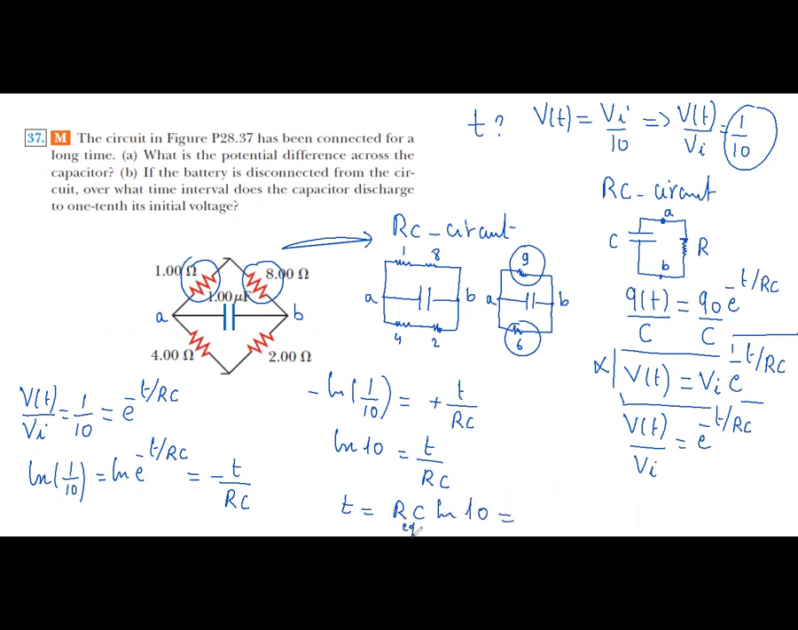We have R equivalent. We calculated its value. So here R times C, I have the value of C also, equals 1 microfarad. So here we get 3.6 times 10 to the minus 6 times ln 10 equals 8.29 microseconds, which is the time needed to lose 1/10 of its voltage. Okay.